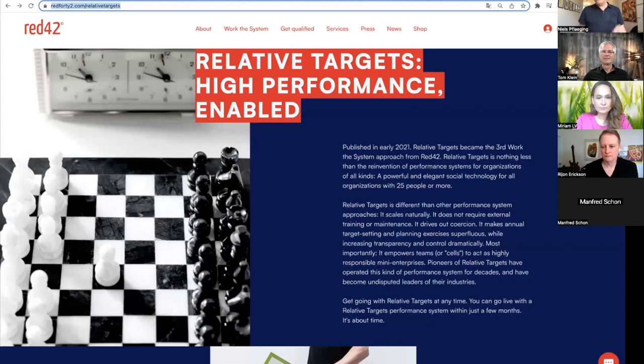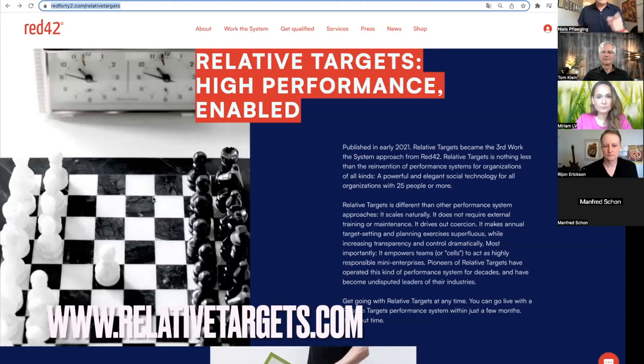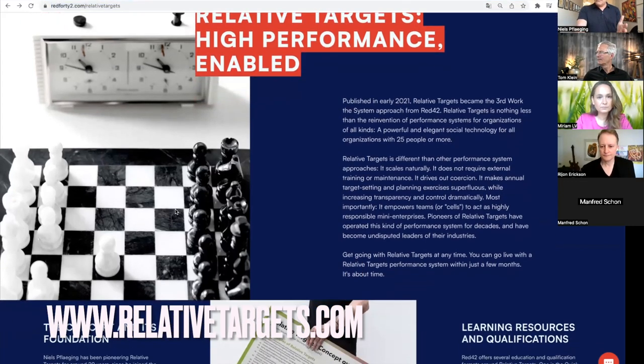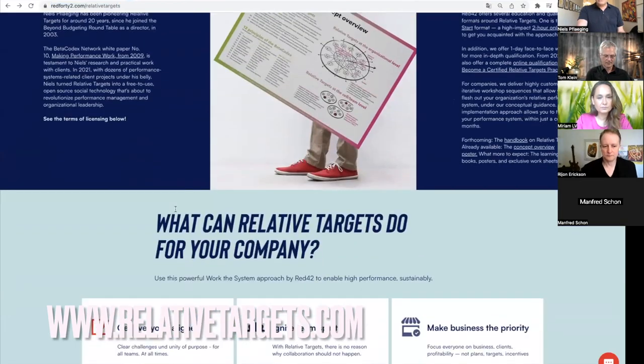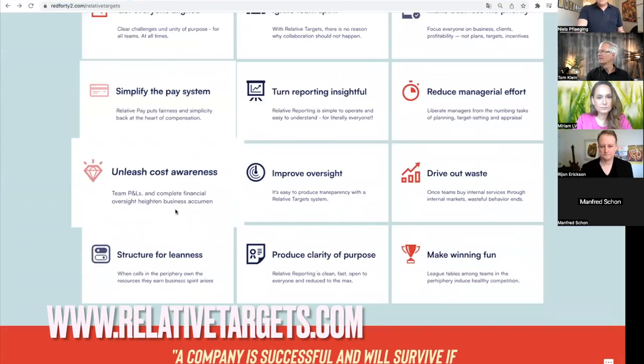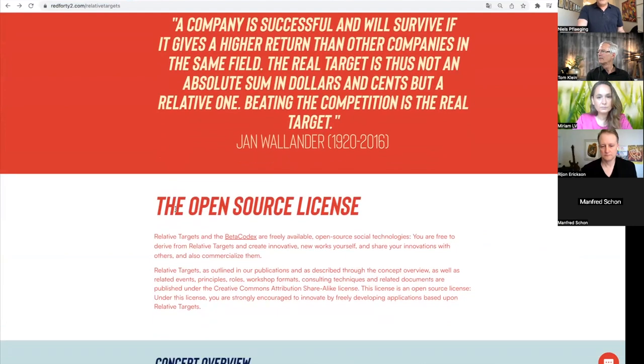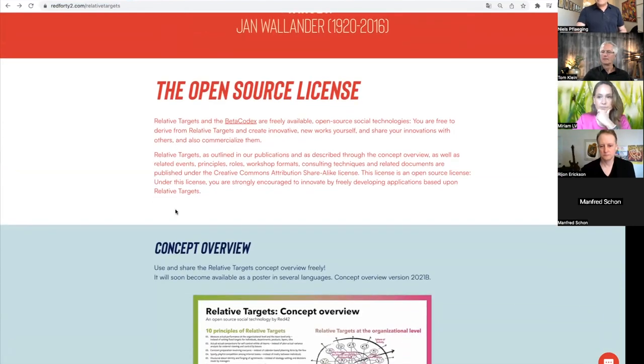All right, I should maybe show you what relative targets is about. I will share my screen for that. If you type in relativetargets.com or go to this page, red42.com, relative targets directly, you can see that there is a little bit of information. I will scroll down here. There's an explanation of what it does. Here's a nice quote. And then, oh, there's the open source license.